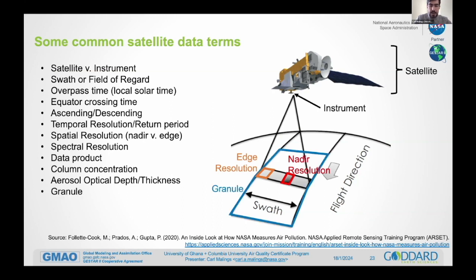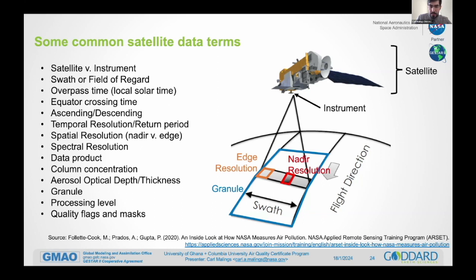To manage the data, we often split it up into discrete segments in some manner, and those are typically called data granules. That's the terminology that's often used. Basically, a data granule is a file that contains some subset of the data that the satellite's collecting. And there are also typically processing levels associated with this data, and then quality flags.